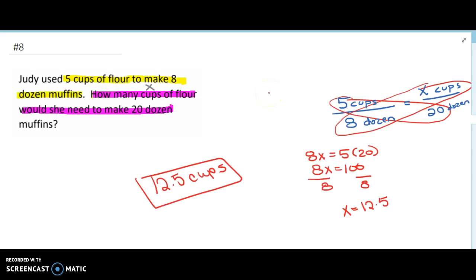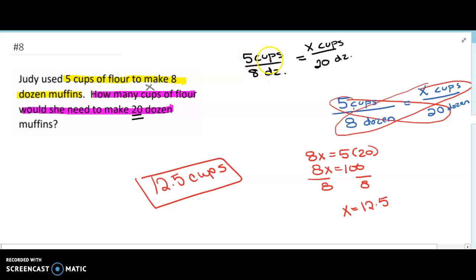All right, so number 8 says Judy used 5 cups of flour to make 8 dozen muffins. Okay, so I just immediately set a proportion. So 5 cups per 8 dozen. Okay, 5 over 8. And that's going to equal, okay, and then it says how many cups of flour? So we don't know. So I'm going to say x cups over what you need to make 20 dozen cookies. 20 dozen.